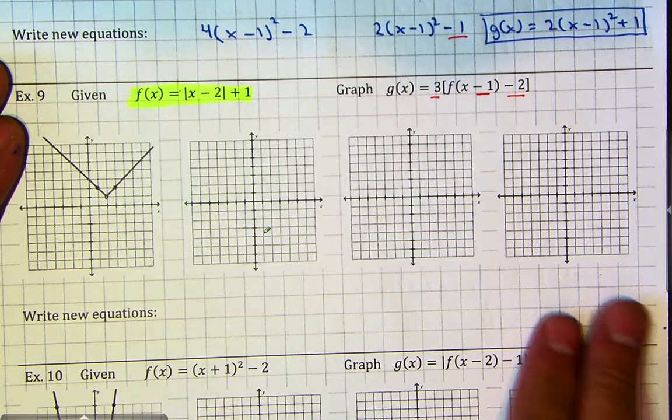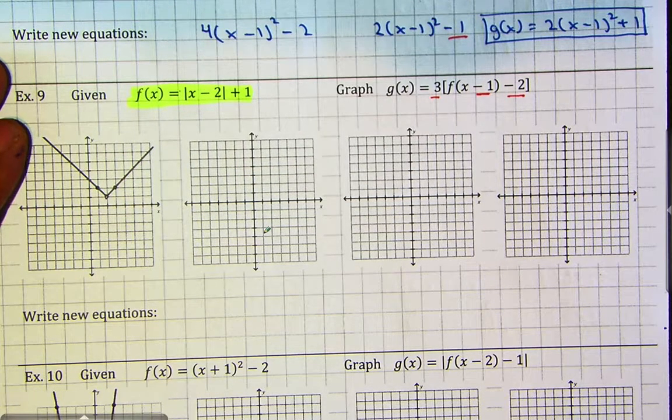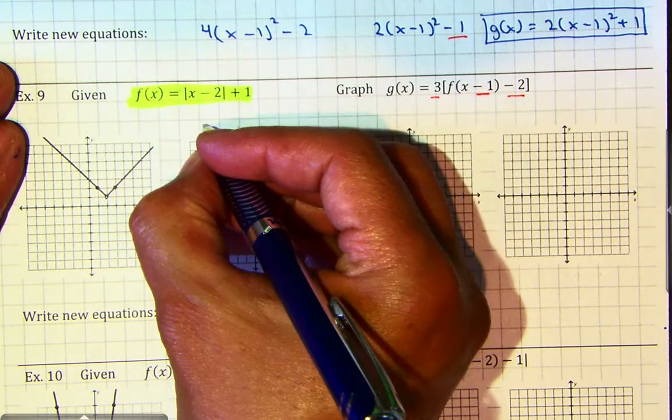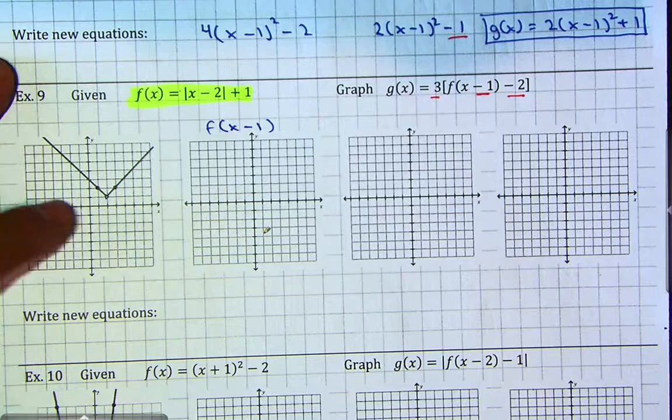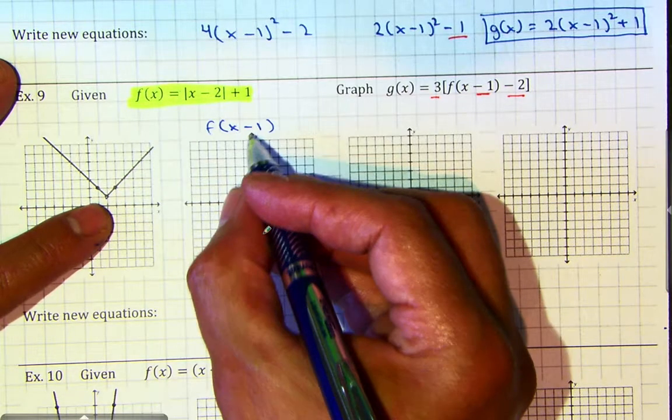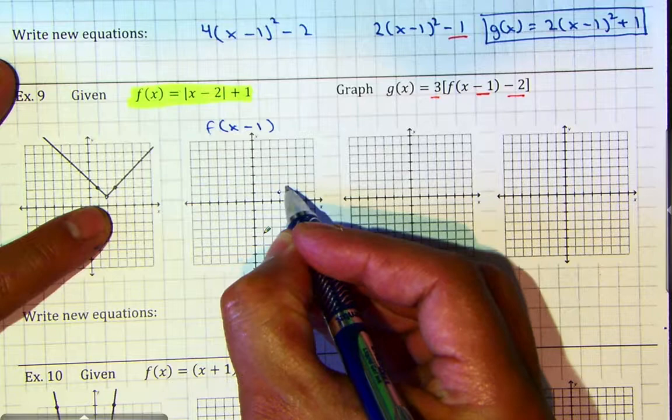Pause it. Excellent. So first, I'm going to take care of the f of x minus 1. So therefore, I'm just going to shift it to the right one space. So this is to be here, not here. And then the other 2 will be here.